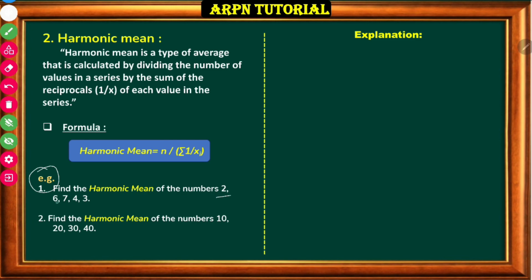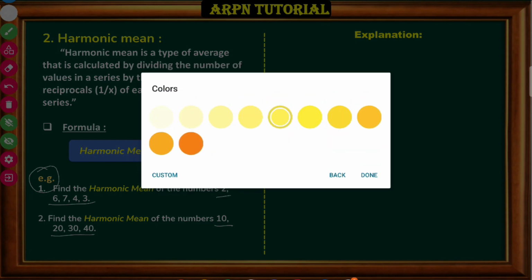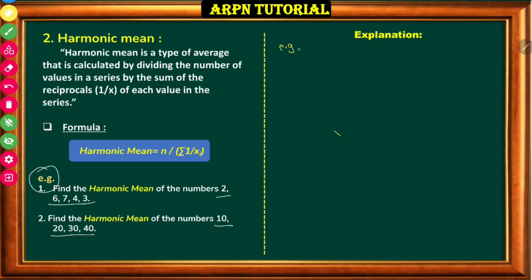Fortunately, I have taken all the examples with the same numbers, so at the end of this session we can simply conclude how the means are relative to each other and whether there is an actual relation between them. Let's get started with the very first one. Example number 1: the values we have are 2, 6, 7, 4, 3, and what we have to find out is the HM. Let's go to the solution now.